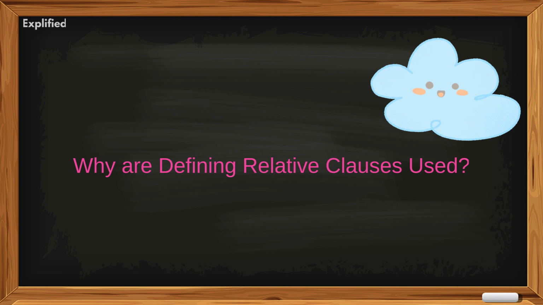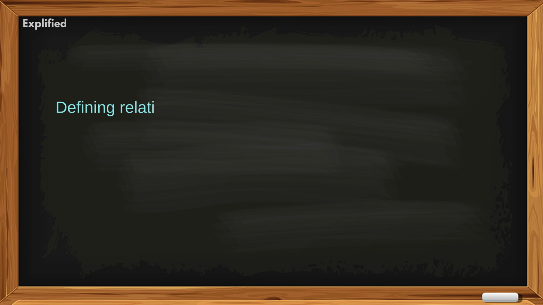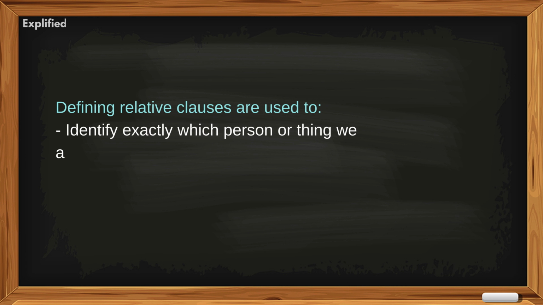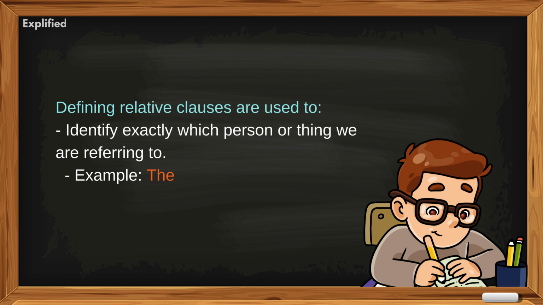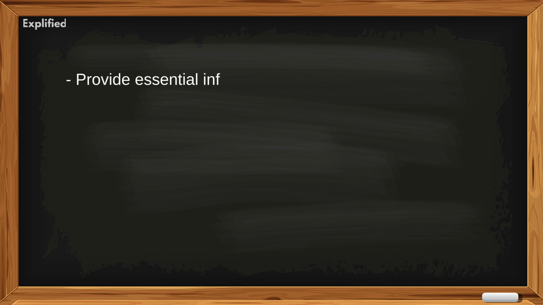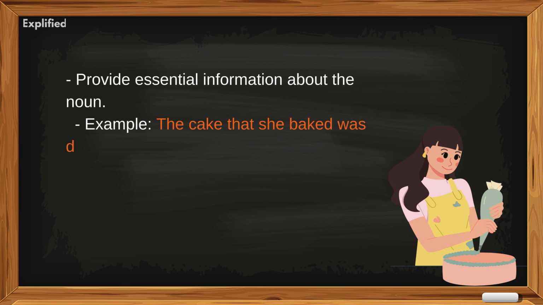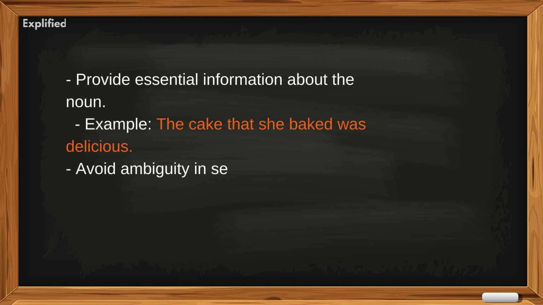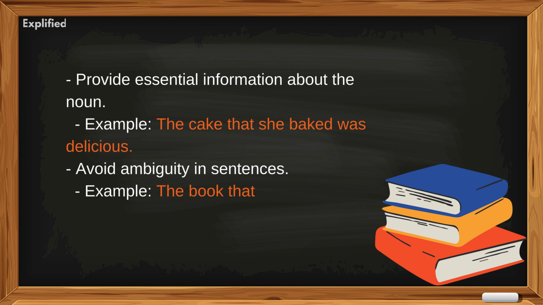Why are defining relative clauses used? Defining relative clauses are used to identify exactly which person or thing we are referring to. Example, the student who studies the hardest usually gets the best grades. Provide essential information about the noun. Example, the cake that she baked was delicious. Avoid ambiguity in sentences. Example, the book that you lent me is fascinating.